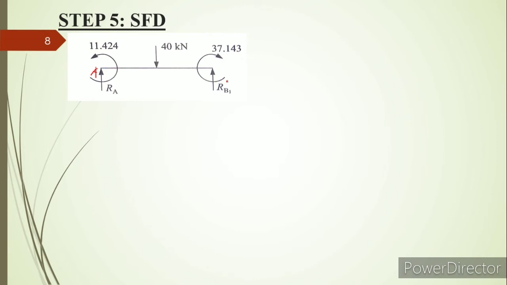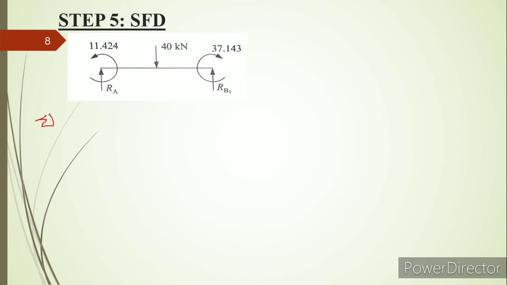For span AB, the vertical reaction is taken as RB1. Then the final support end moment is minus 11.428. Since the value is negative, the direction of the moment will be anticlockwise. Similarly, along the member BA, the final end moment will be 37.143, which is a positive value, hence the direction is clockwise.